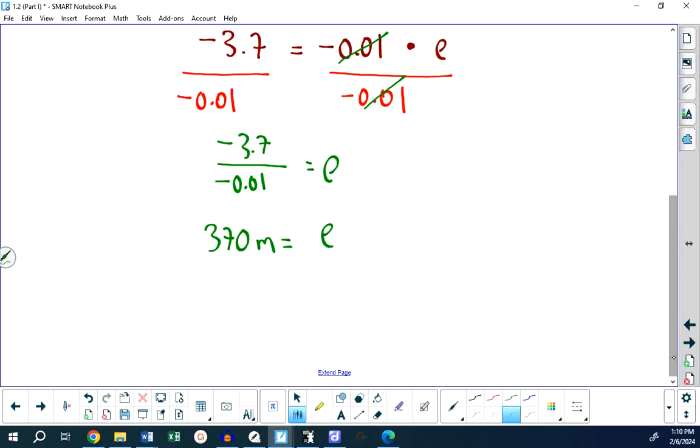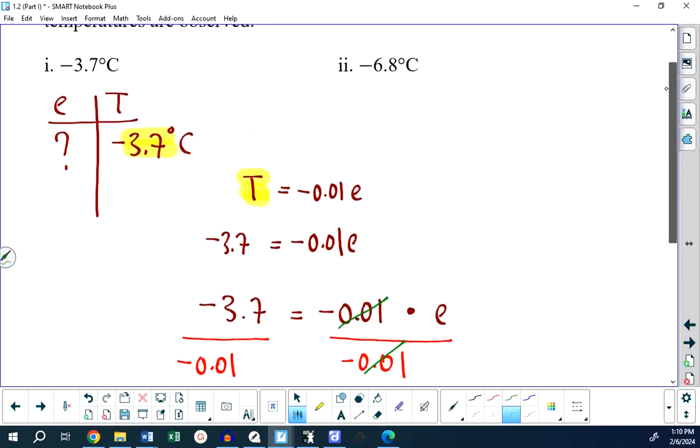Listen, I'm aware that in this example, because the numbers are what they are, you could probably figure out the answers just by moving some decimals around, but it's not always going to be that way. That if it's 370 meters, it's negative 3.7 degrees Celsius. There's kind of a pattern there. Let's take a look at the next one, and then we're done.